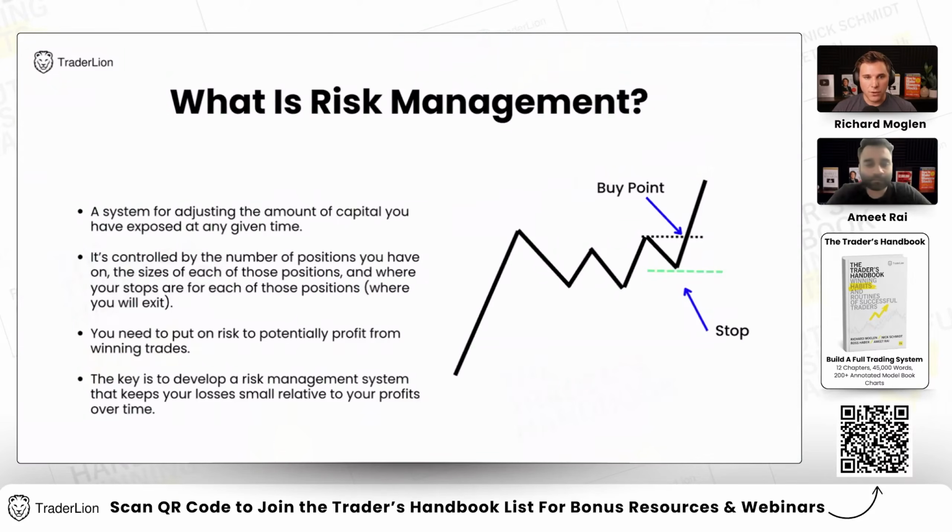All right, so first, starting from a very high-level perspective, what is risk management? Basically, risk management is a system for adjusting the amount of capital you have exposed at any given time. And it's controlled by 3 factors, which we'll get into in even more detail in the upcoming slides.